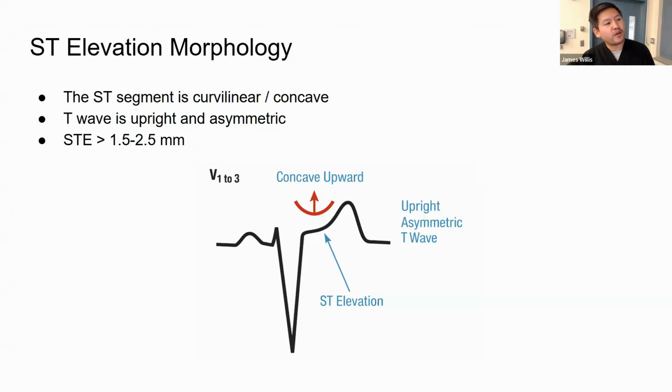All right, so let's talk about morphology. In LVH strain pattern, typically the ST elevation is concave upward and not convex, not tombstone. The T wave, if you really look into it, is asymmetric. The slope is kind of a slow uprise and then a sharp takedown. And the elevations can be greater than 1.5 to 2.5 millimeters. You typically see the elevations in the anterior leads because that's where your S waves are the greatest.